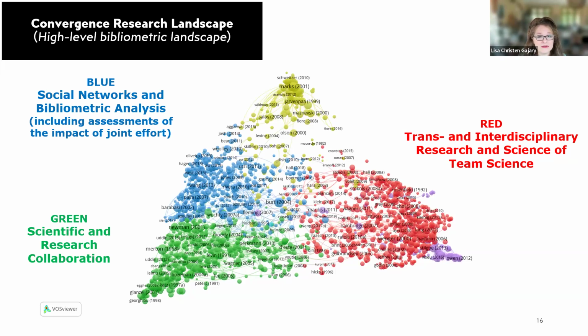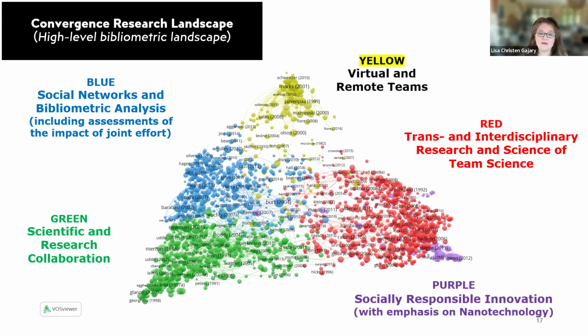And then again, one more advancement, please. In the yellow and purple, you find the literature on virtual and remote teams, and some of the connections that we found there actually surprised us. Then, particularly associated with nanotechnology, is the socially responsible innovation literature. So this is what our map emerged as, and there were over 2,000 works here.